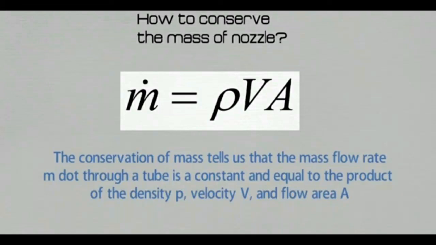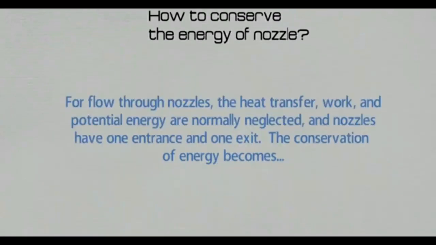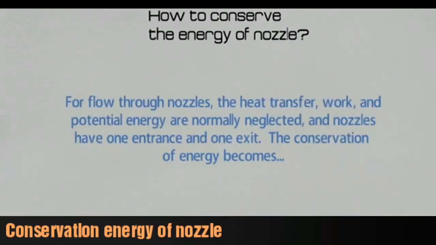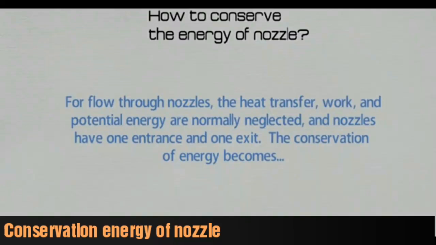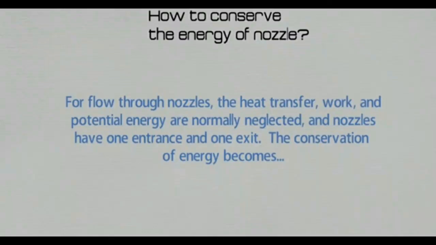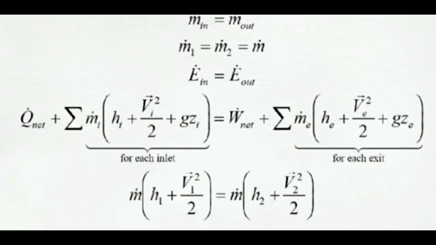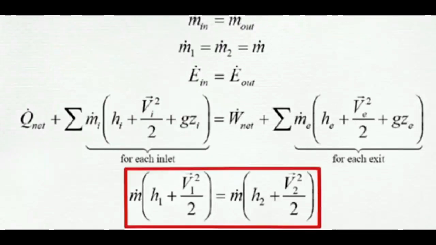Moving to my third topic, which is how to conserve the energy of a nozzle. For flow through nozzles, the heat transfer, work and potential energy are normally neglected, and a nozzle has one entrance and one exit. The conservation of energy becomes mass flow rate times (h1 plus V1 squared over 2) equals mass flow rate times (h2 plus V2 squared over 2).